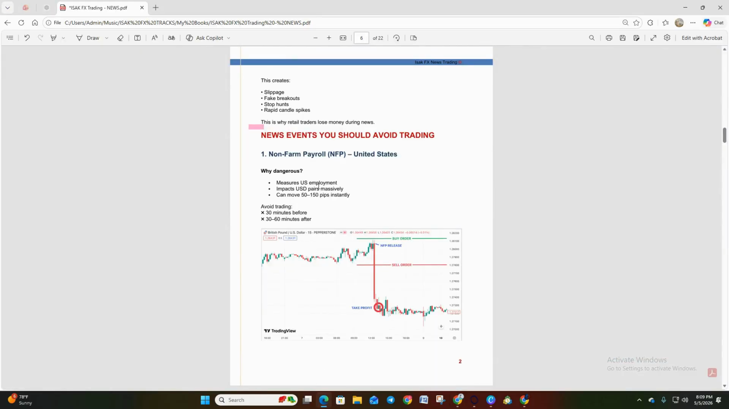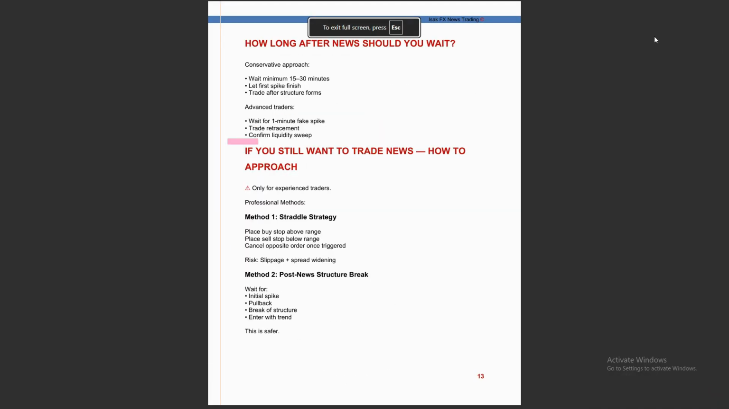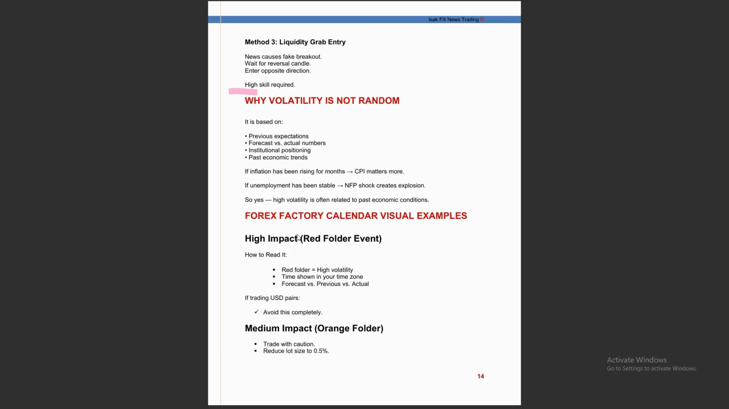The next strategy is the method called post news structure break. Wait for the initial spike, a massive spike in the movement of the candle, and wait for a pullback or stabilization. Wait for a break of structure after stabilization, and you can enter with the trend. This is safer when compared to the straddle strategy. That one is very risky.